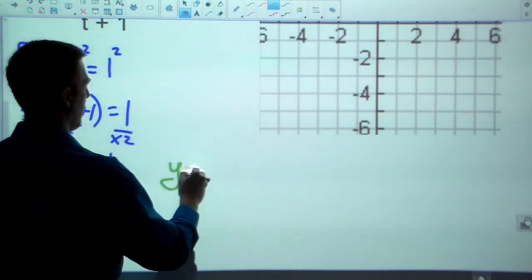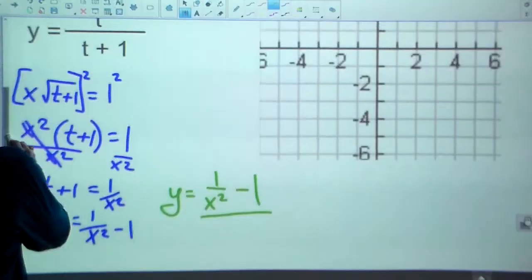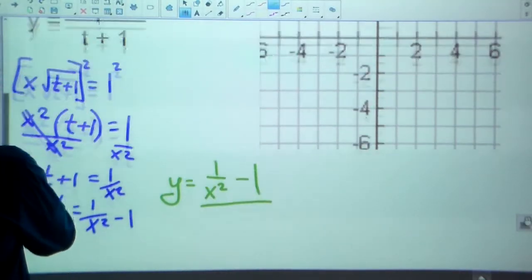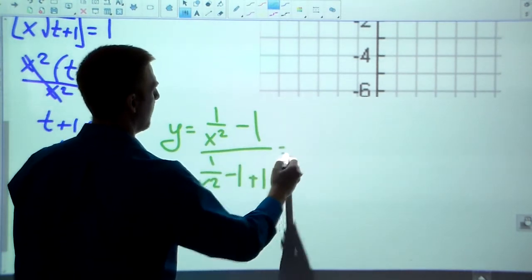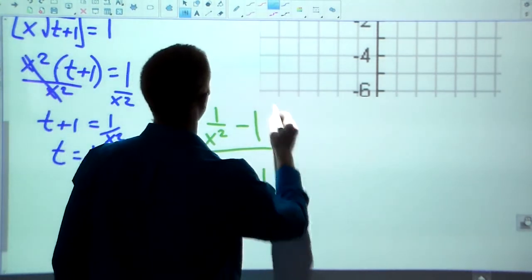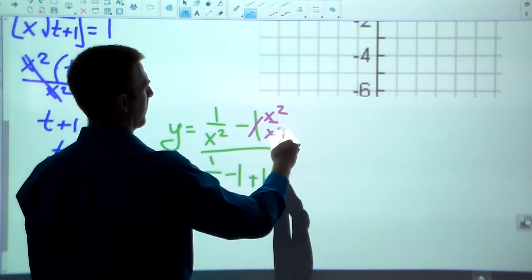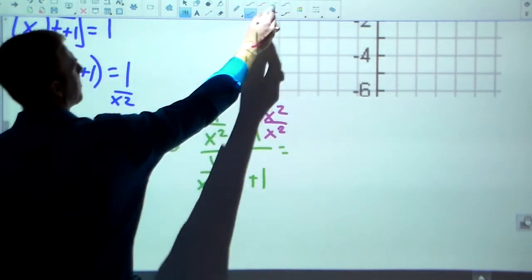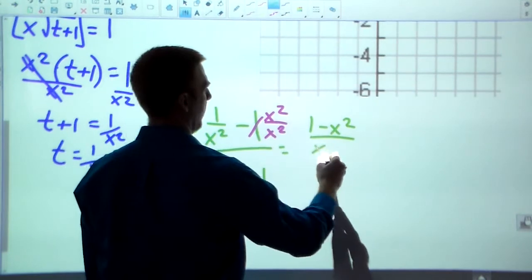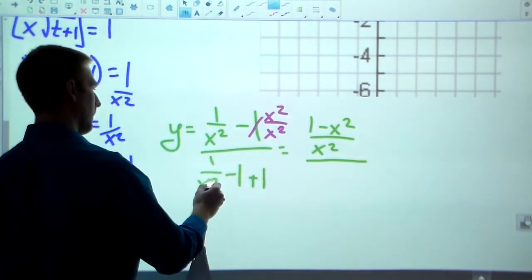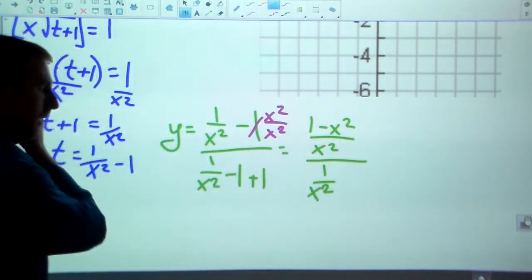I'm going to go ahead and plug it into the y equation. So 1 over x squared minus 1, and all that's over the same thing plus 1. So 1 over x squared minus 1 plus 1. Right, well, that part goes away. That's kind of nice. This part, 1 can be turned into x squared over x squared because we need to get a common denominator and combine some things there. So 1 minus x squared over x squared, all that's over 1 over x squared, because the negative 1 plus 1 goes away.